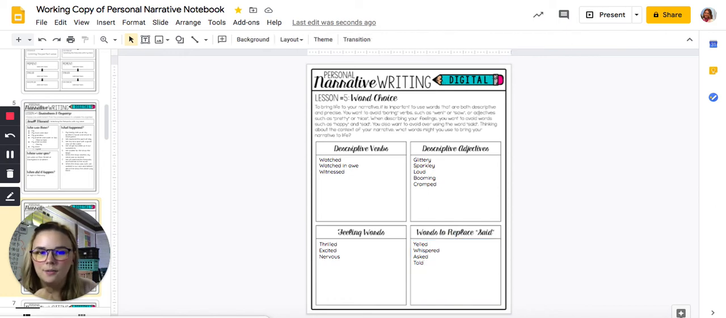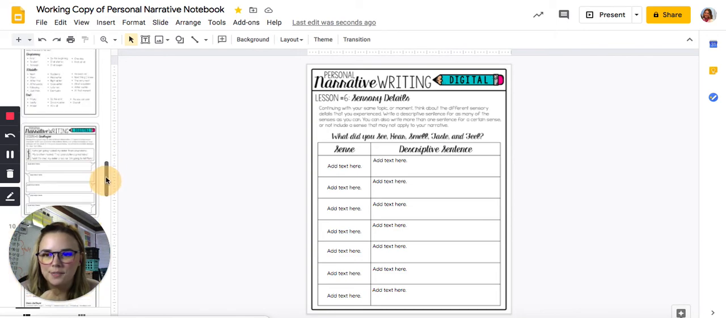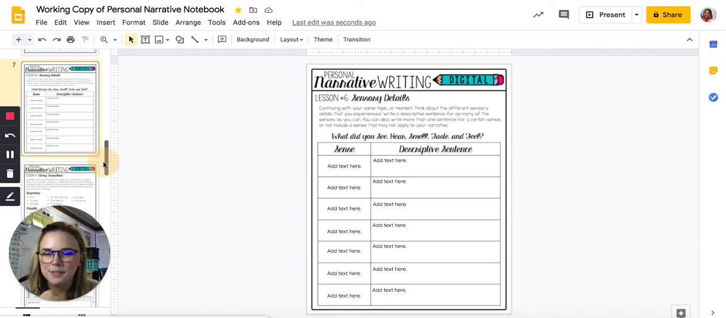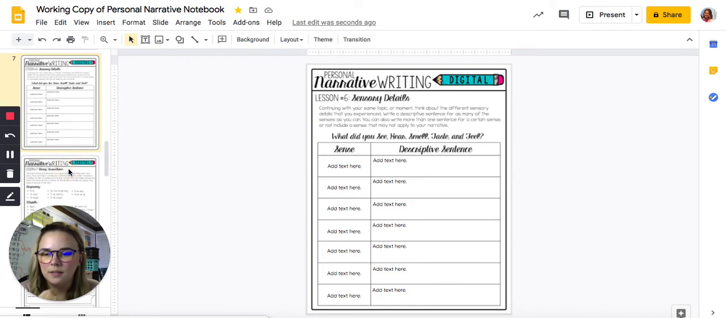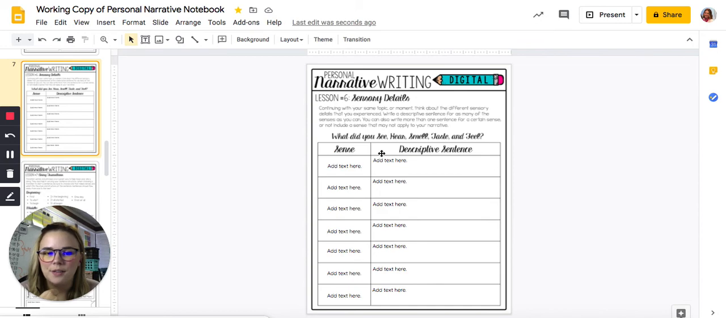And then let's take a look at lesson 6. I apologize, my computer is running a little bit slow today. Oops, that's the wrong one. This is the page. So, sensory details. You're going to continue with that same topic or that same moment that you're writing about. I want you to think about the different sensory details that you experienced.